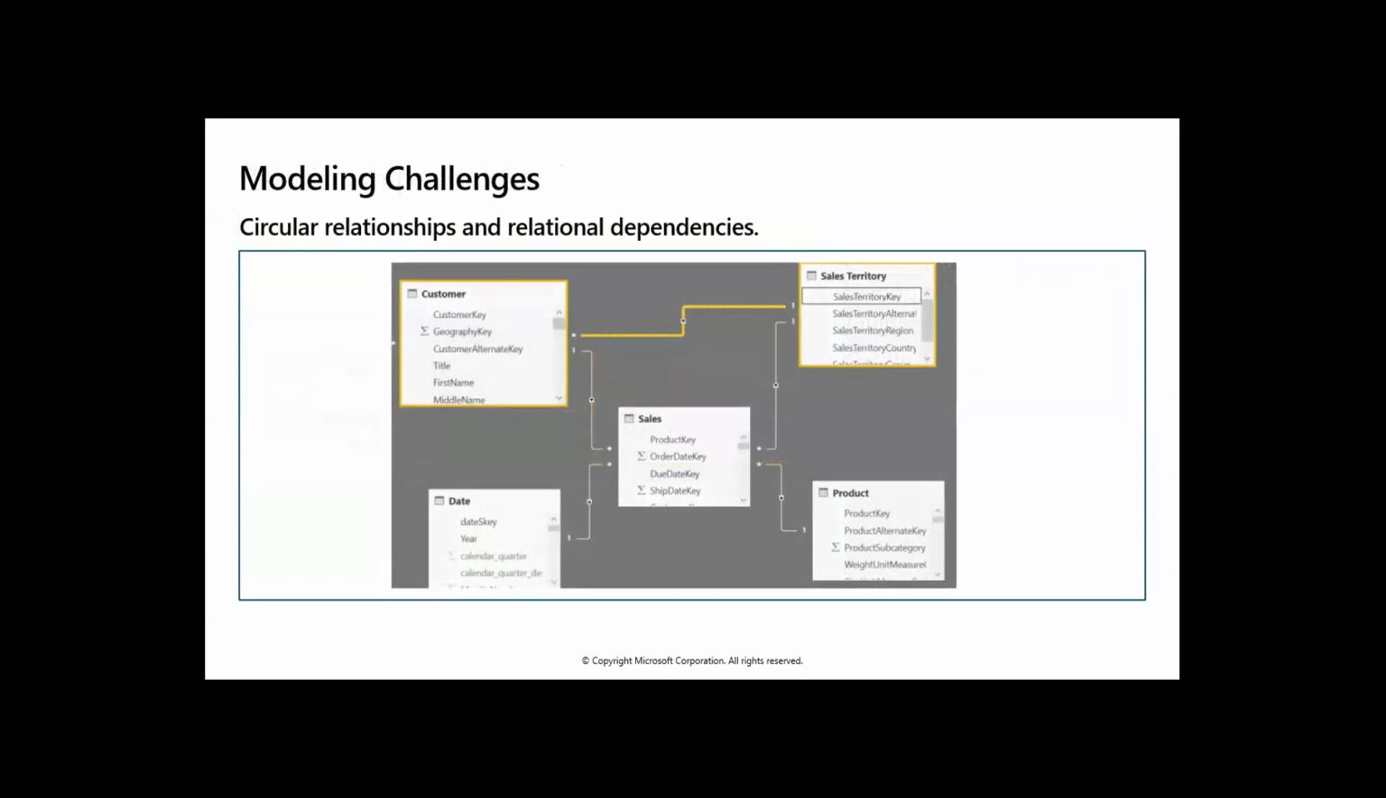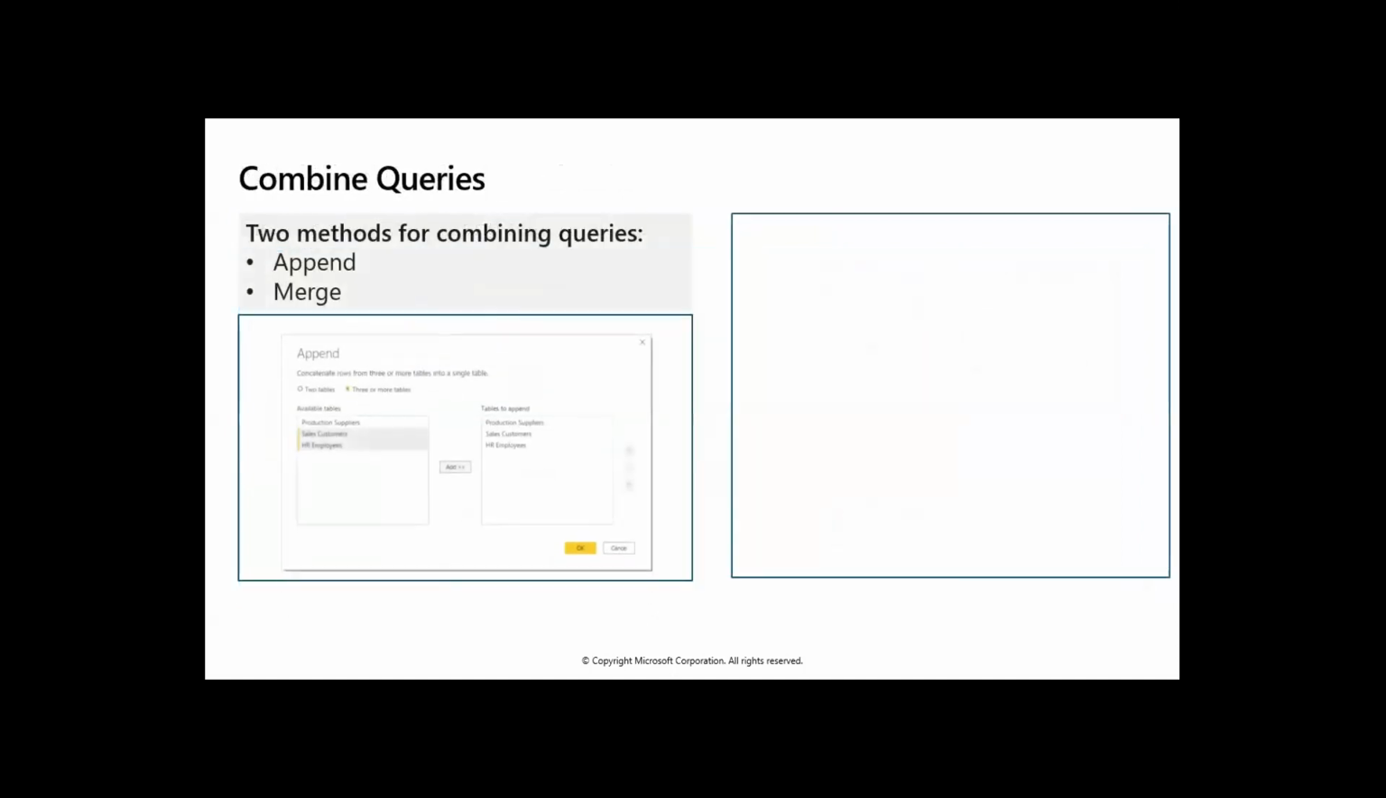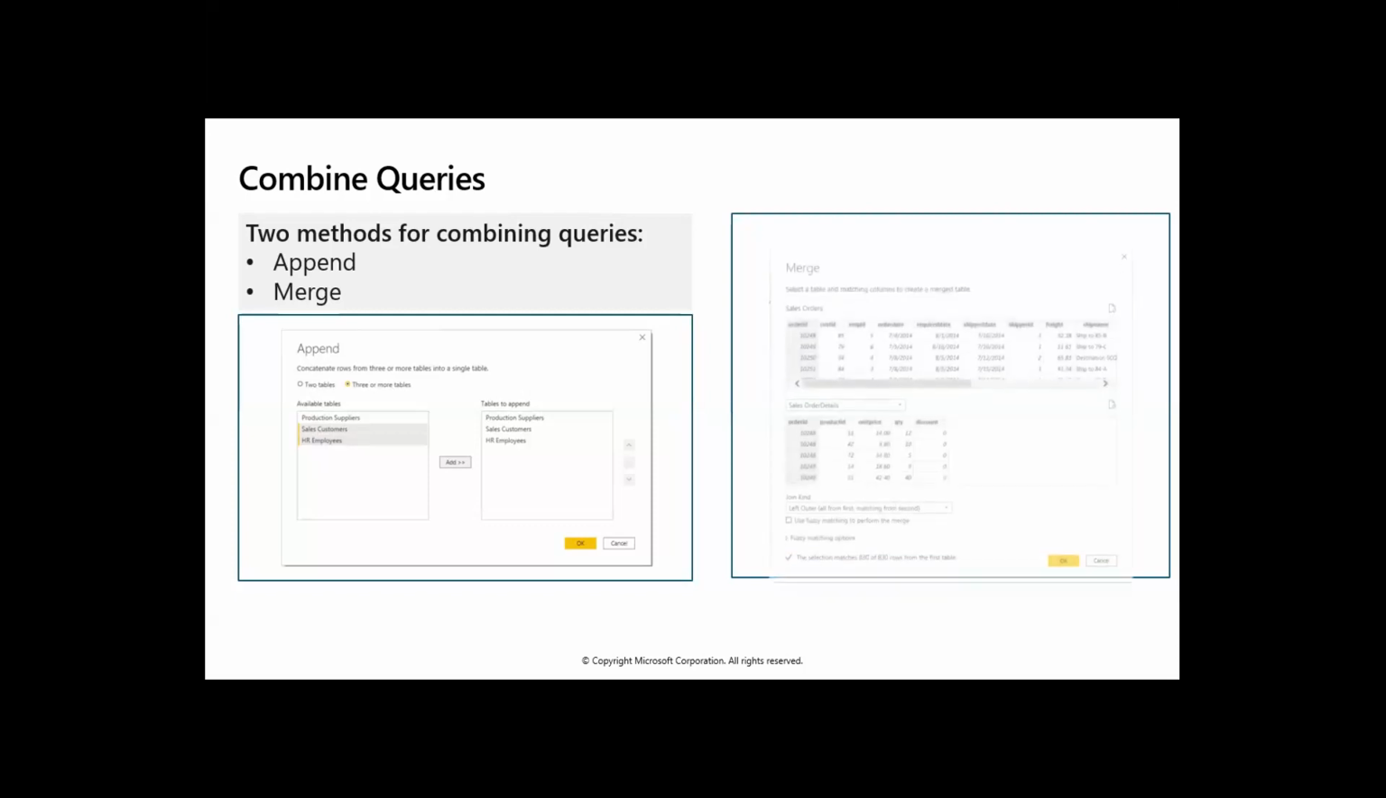So this is a sample of a circular relationship and relational dependencies, when your tables are linking in a circle together. I'm moving towards getting it done practically. Here I'm talking about two methods for combining queries, append or merge. You can combine your queries either by appending or merging them together. We will see how this works as it progresses.